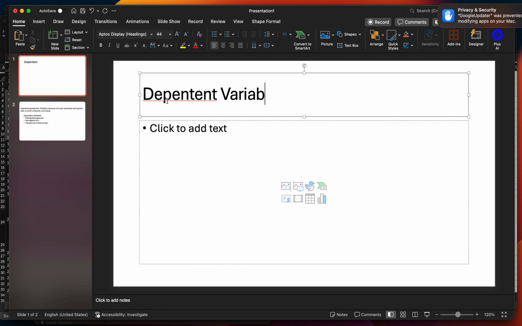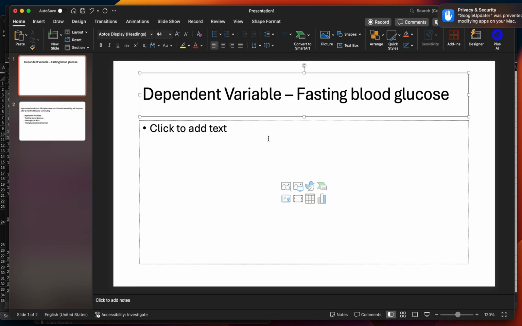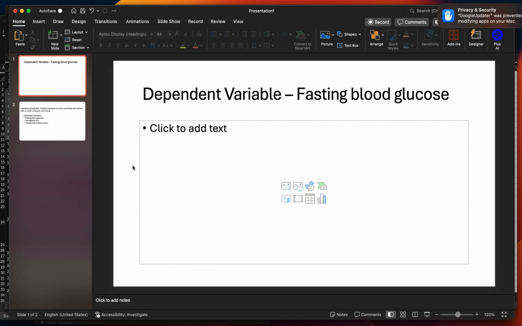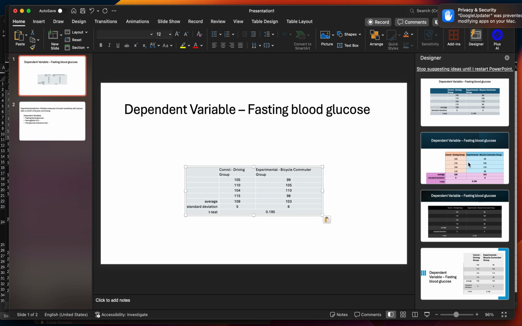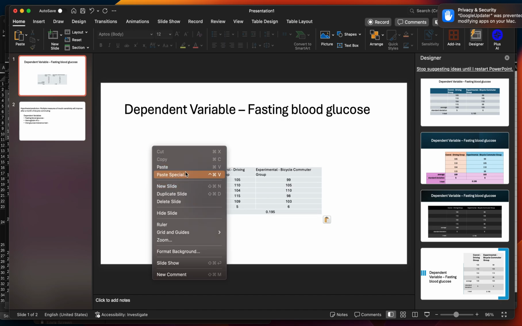Dependent variable, fasting blood glucose. And copy in your little graph. I liked it as it was. Odd that I lost my formatting there. I'm going to try that again. Paste special.